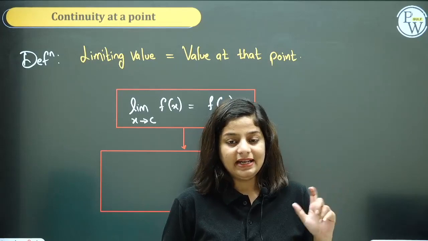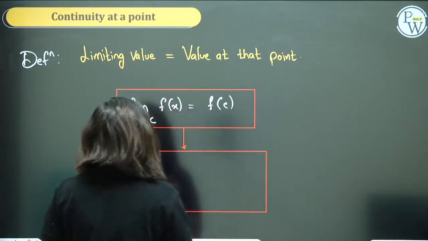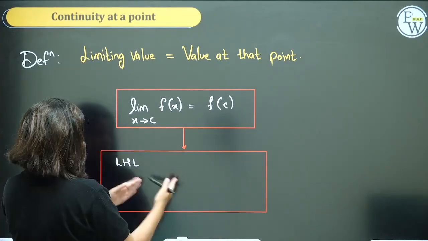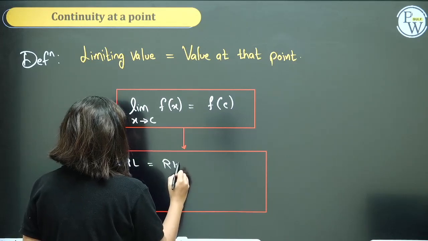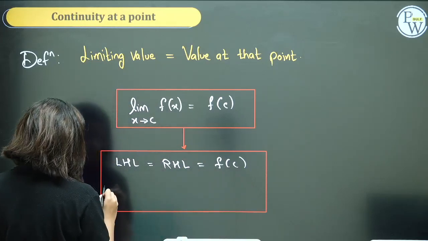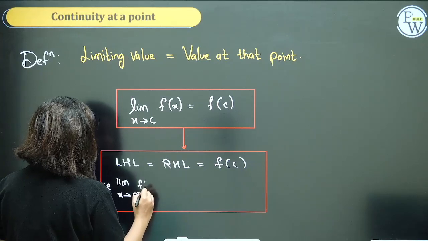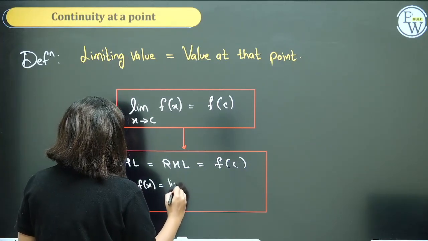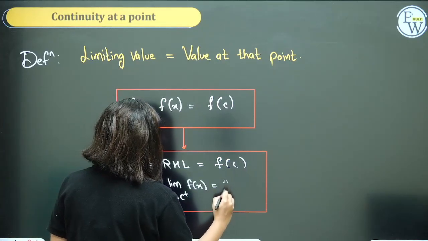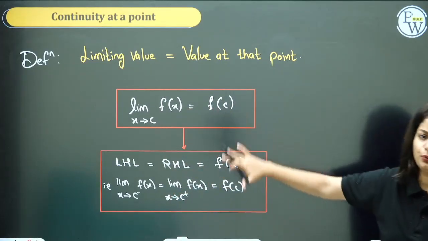Now, many a time, the function will change its definition. That means the function will have different values on the left and right. And the same formula can be broken down like this. When LHL is equal to RHL is equal to f of c. That is, when limit x tends to c minus f of x is equal to limit x tends to c plus f of x is equal to f of c. When such a relation exists, any of the two, there are 2 formulas.